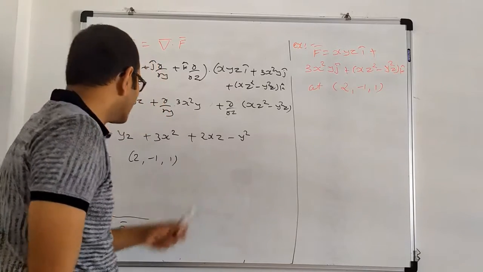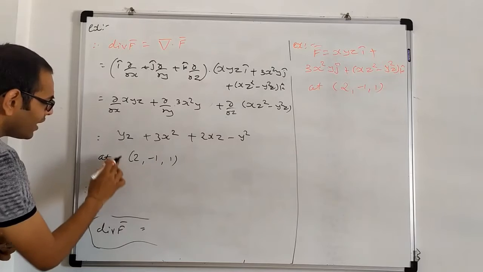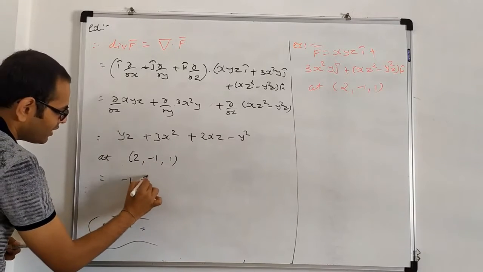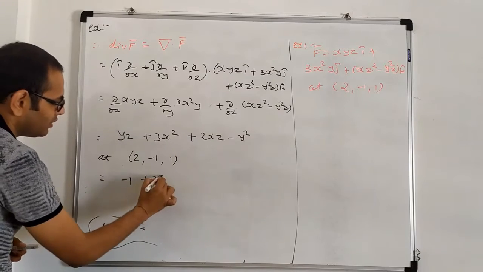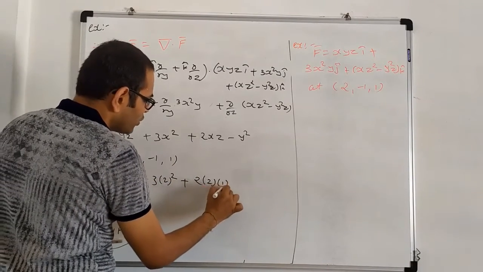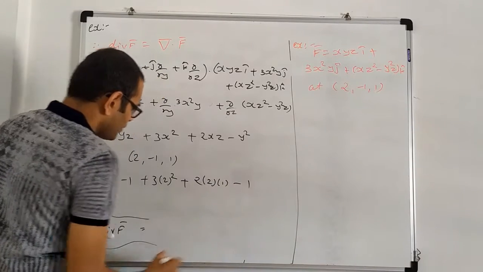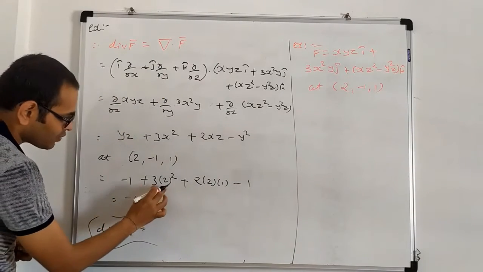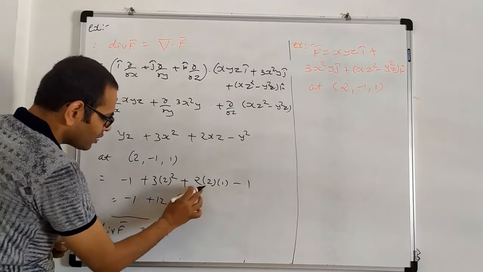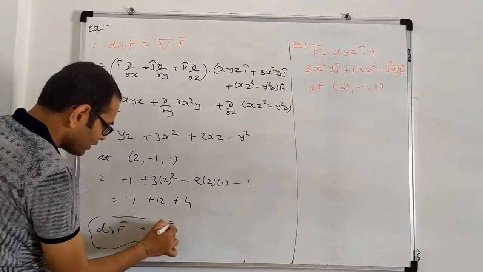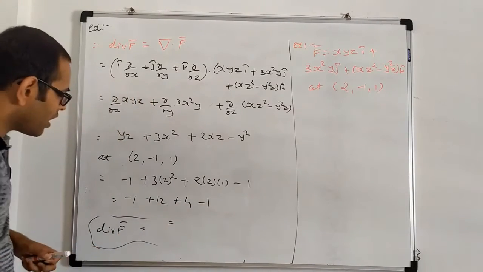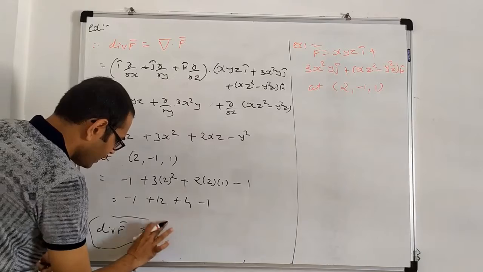The first value indicates x, the second value indicates y, and the third value indicates z. Substitute these values in this equation, and we get y into z, minus 1 into 1, then minus 1 plus 3 into 2 square plus 2 into 2 into 1 minus 1. Then we get minus 1, 2 square is 4, 4 times 3 is 12, 2 times 2 is 4, minus 1. The answer is 14.